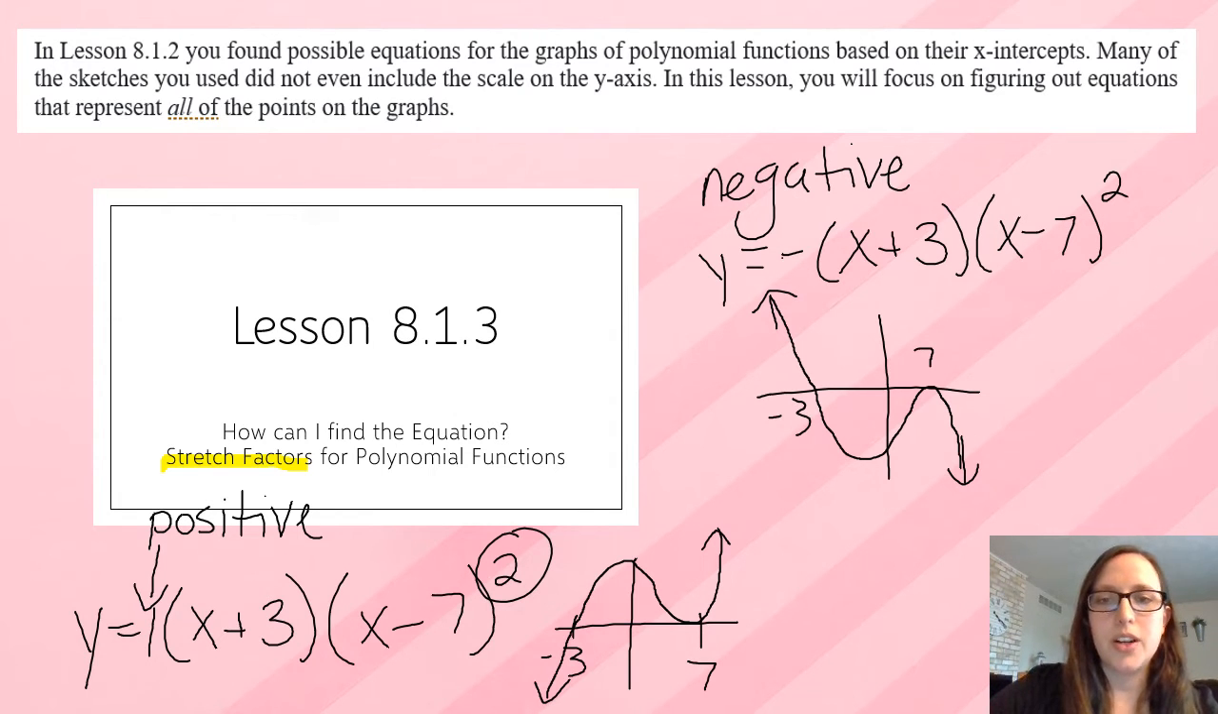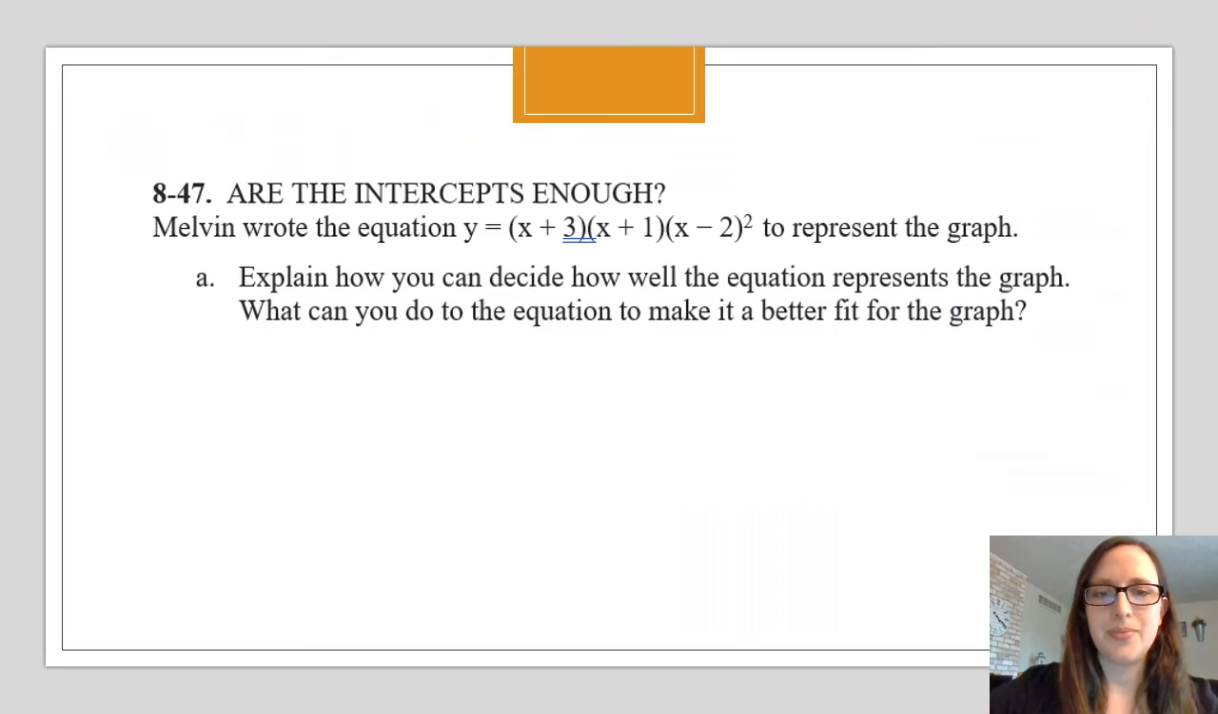All right, so today we're going to talk about how we find that number in the front if we're given the graph. So let's get started. In our first problem, we're given this equation x plus 3 times x plus 1 times x minus 2 squared. How can you decide if this represents the graph?